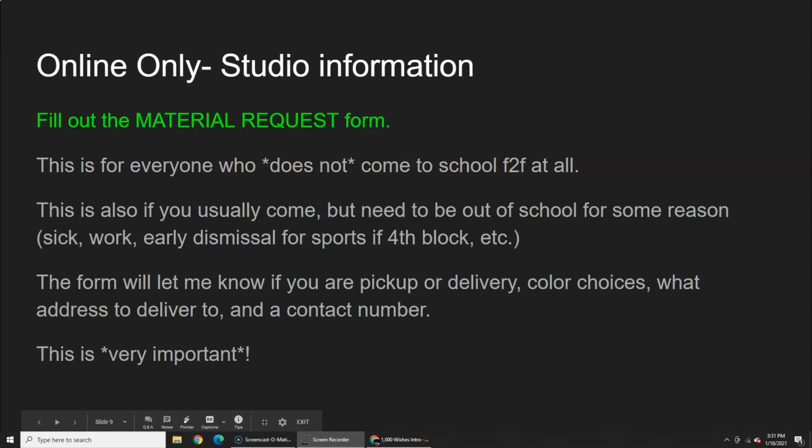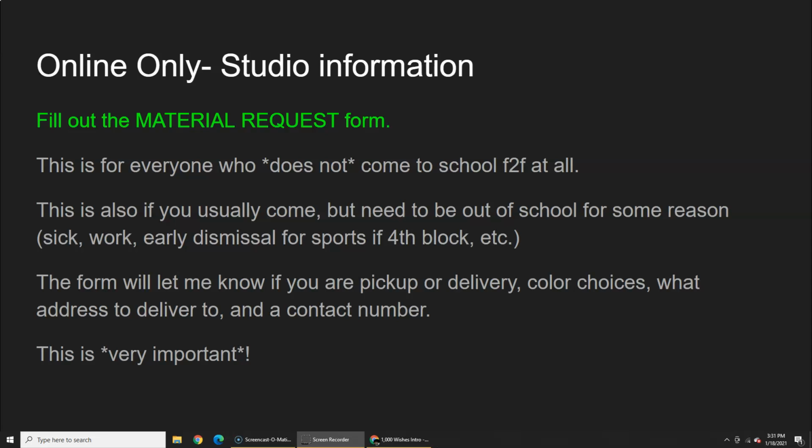Okay, so this is studio information for people working online only. There is a material request form posted. This is for everybody who does not come to school at all. They work only online. This is also if you usually come to school, but for some reason you're not going to during this cohort, or if you come to school but you have to leave all the time, like to go to athletics or what have you.